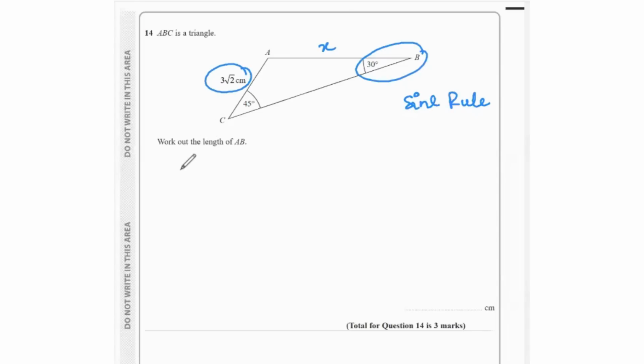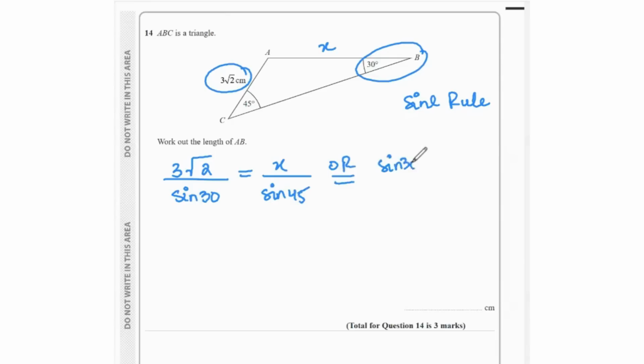So according to sine rule, the equation is going to be 3 root 2 divided by sine 30 equals x over sine 45. Alternative way of writing this is that you write the angle in the numerator and the length in the denominator. Both ways are correct. Both ways you'll get the same answer. So don't get confused if someone writes the angle in the numerator or the length in the numerator. Either way, it's going to give you the same value.